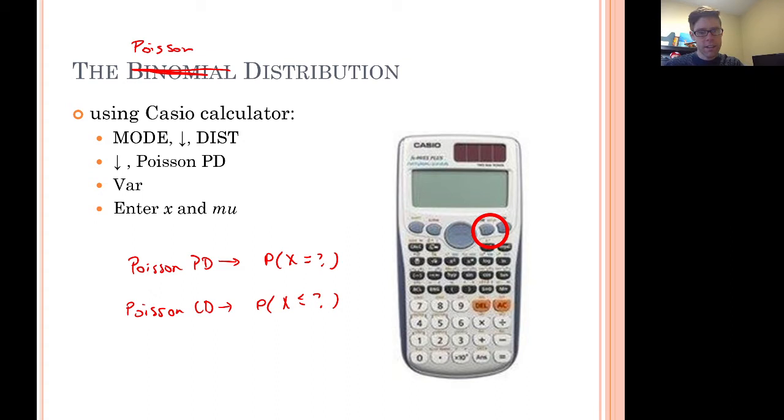All joking aside here, same structure as the binomial distribution. We have an x is equal to something, that's our PD function, or an x is less than or equal to something, that's our CD function. And what we're going to see when we go to utilize our calculator, just like Microsoft Excel, is the calculator is going to need some information in order to do the work.